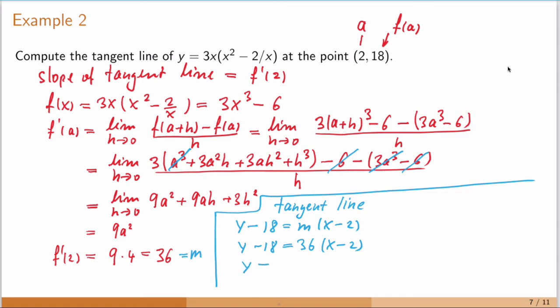So y equals 36x minus 72 plus 18. So then we get y equals 36x minus 54. So this is the tangent line to this complicated curve.